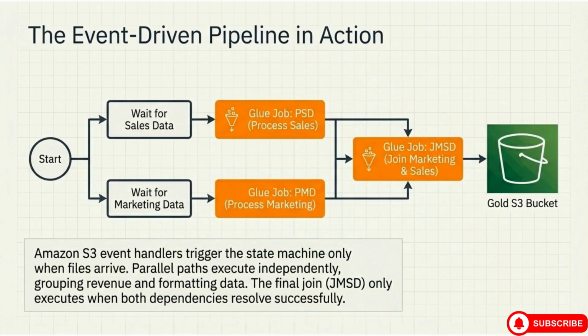In a fully event-driven pipeline, Amazon S3 event notifications trigger orchestration workflows the moment datasets arrive. Parallel processing branches independently transform sales and marketing datasets before joining them later in the workflow. This architecture ensures dependencies are respected while maximizing concurrency and reducing overall processing time. Event-driven orchestration creates highly scalable and responsive data platforms for modern enterprises.